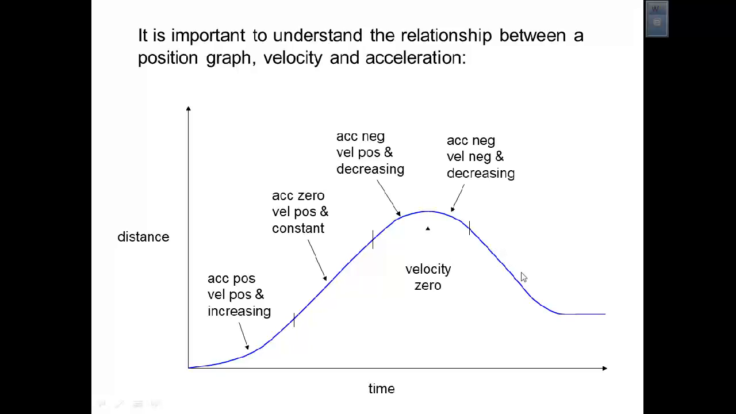Now the next interval is going from here down to about here. And what do we notice? The slope is negative, so the velocity is negative, but it's constant. It's not changing. It's not getting any steeper and all that. So that means that the acceleration will be 0.